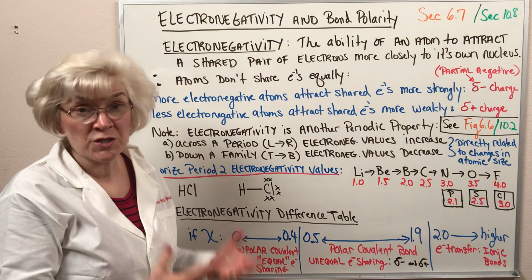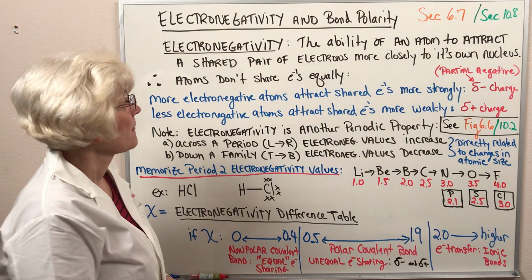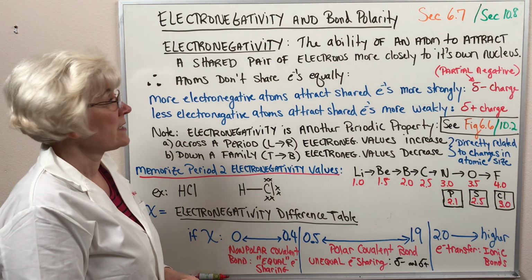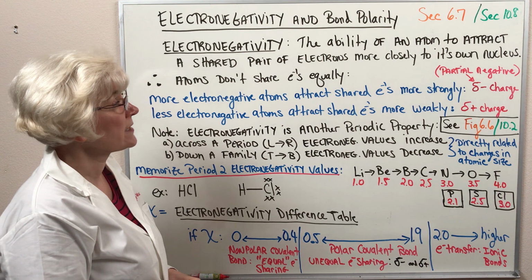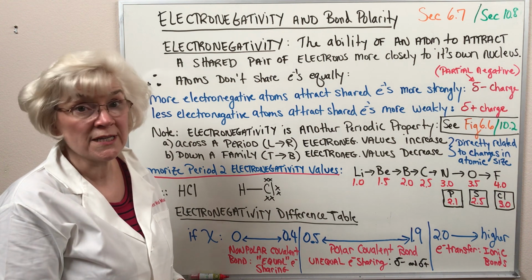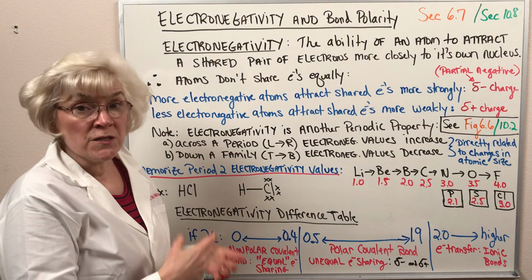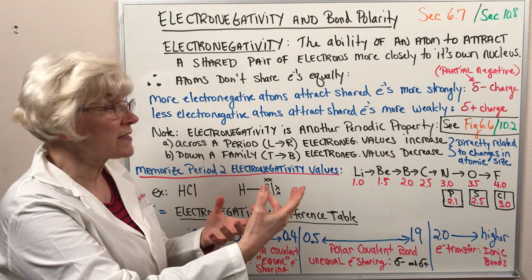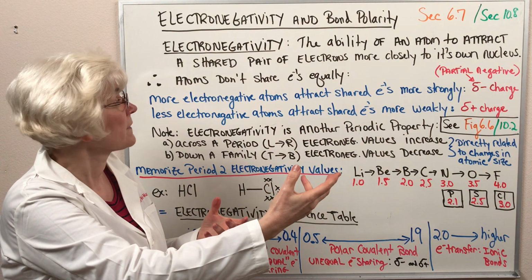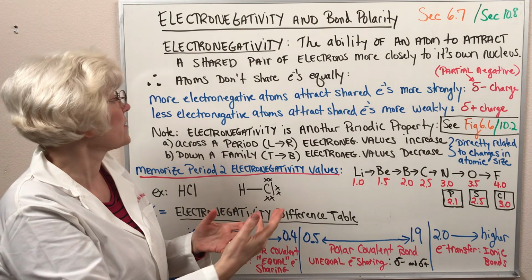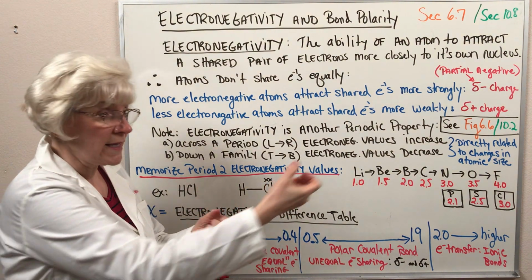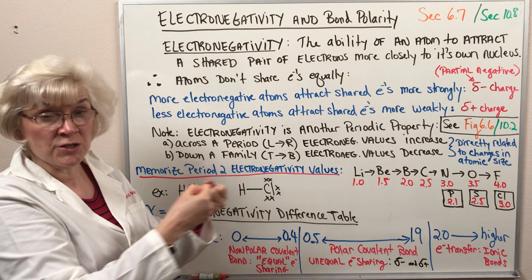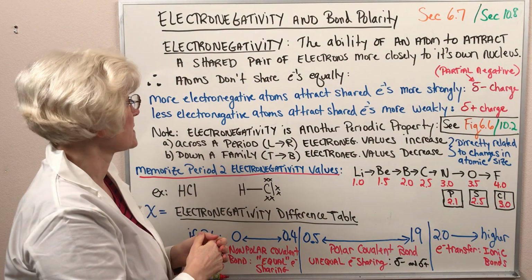Let's take a look at what the term electronegativity means. Definition of electronegativity: the ability of an atom to attract a shared electron pair more closely to its own nucleus. We know that the nucleus exerts an attractive pull due to its positive charge on the negative electrons. If an atom has greater electronegativity, it's able to pull that shared electron pair and attract it more closely to its own nucleus.